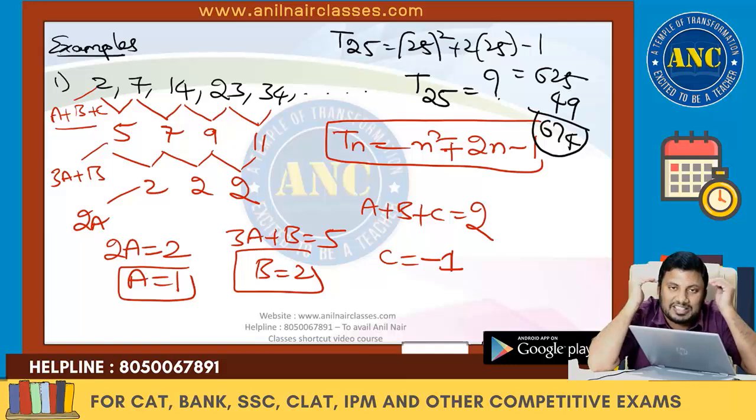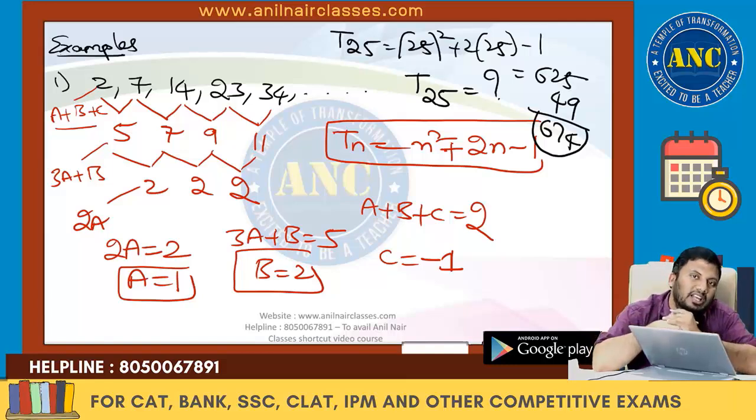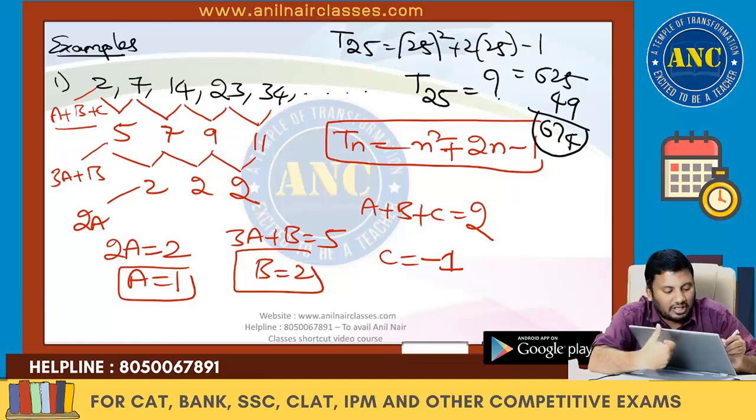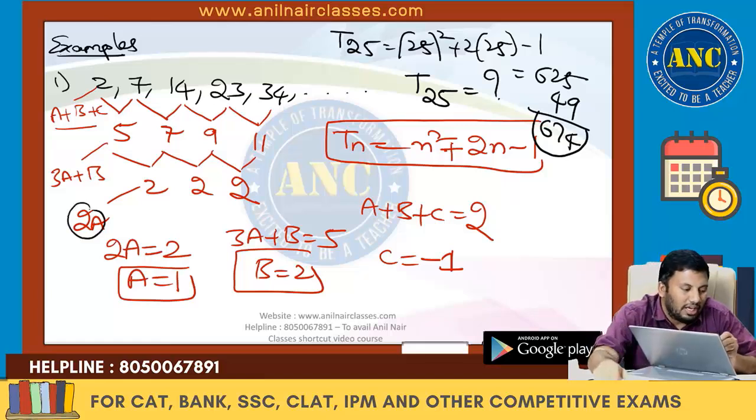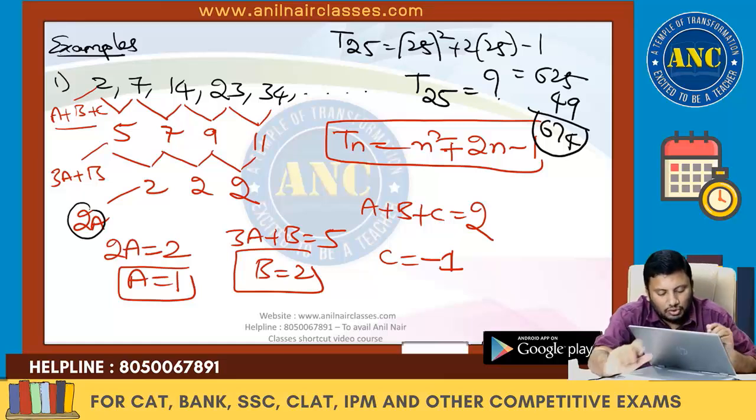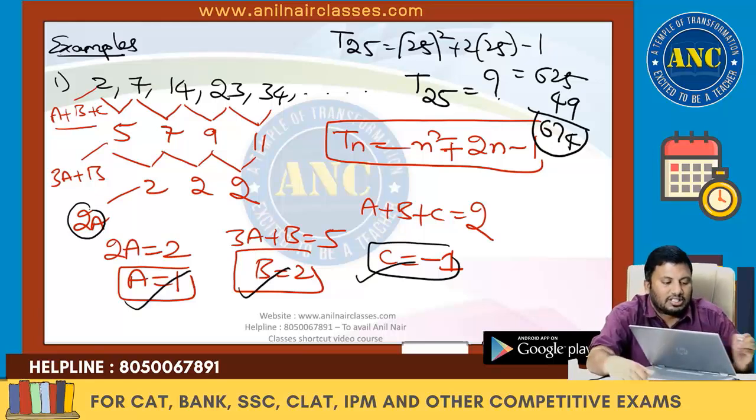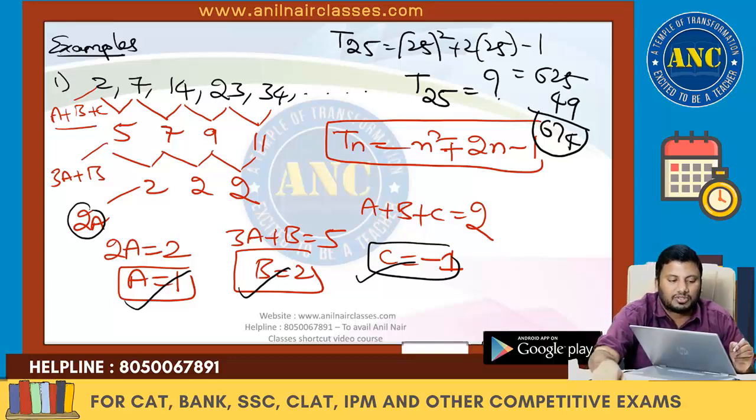For 2, 7, 14, 23, 34: if the difference is constant in one step, then it is a linear expression with degree 1. If the difference is constant in 2 steps, then it is a quadratic expression. 2a is 2, 3a plus b is 5, so a value will become 1. a plus b plus c is 2, so c value will become minus 1. Just by looking at the question itself, with a little bit of calculation, you can find the nth term of the series.